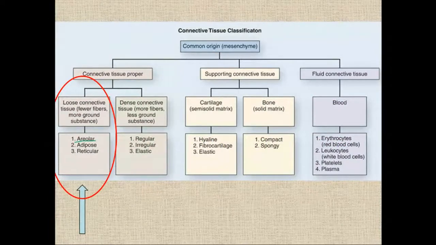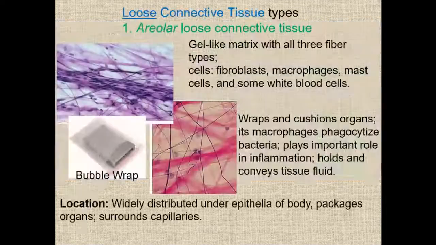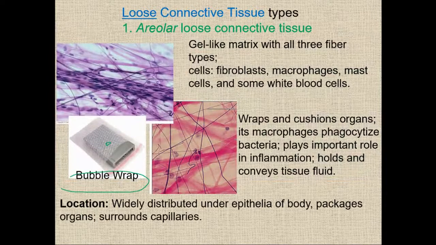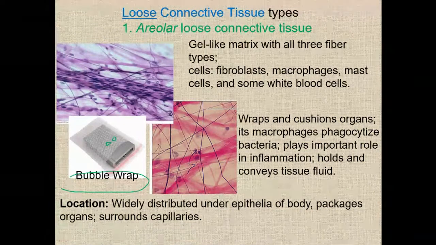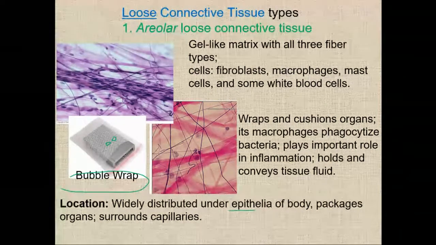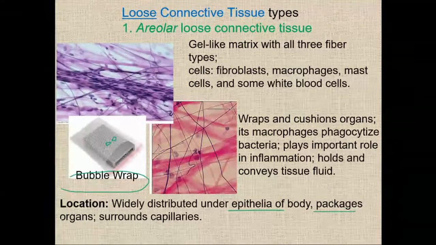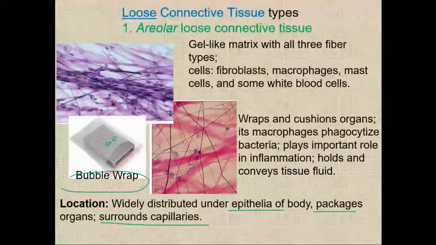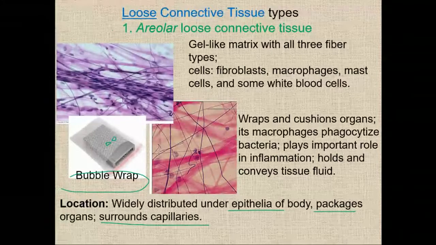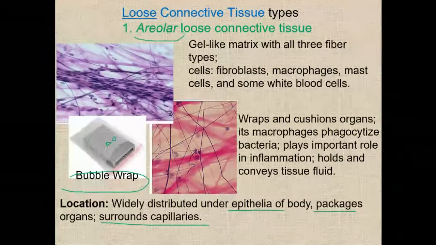We talked about the various types of loose connective tissue. Areolar, remember, areolar, think about air bubbles. This looks like your bubble wrap, or the function at least is like a bubble wrap because it really cushions and protects the structures in the body. So this is very widely distributed, for instance, under the epithelia and the packages organs, it surrounds capillaries. So it's a very widespread type of connective tissue, areolar.